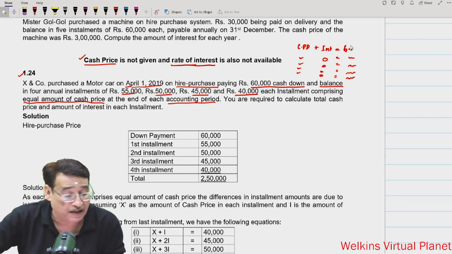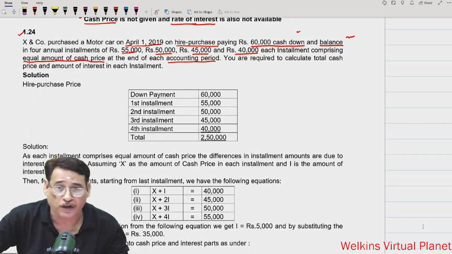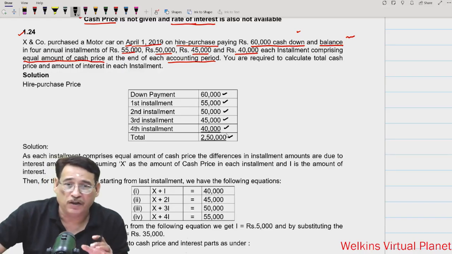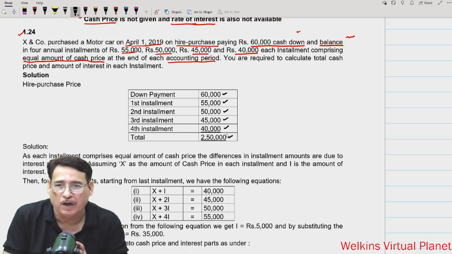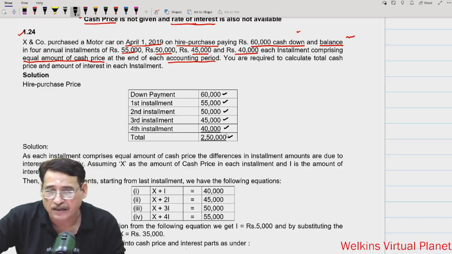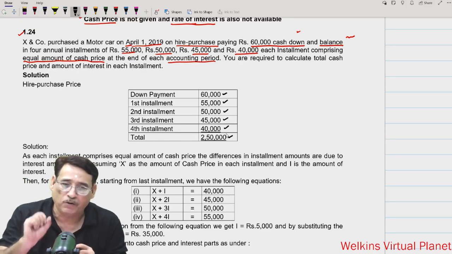So we can at least say that in this particular question, the difference in the installment is because of interest. Now, whatever information is given to us, first of all, simply write the down payment, then the first installment, second installment, third installment, and fourth installment, and you will get your hire purchase price, 2,50,000. Because in this question, it is given that the amount of cash price is absolutely the same, we may say that the difference in installment amounts is due to interest. Under such questions, when cash price is not given and interest is not given, generally you will be given this sort of information that installments comprise equal amount of cash price.